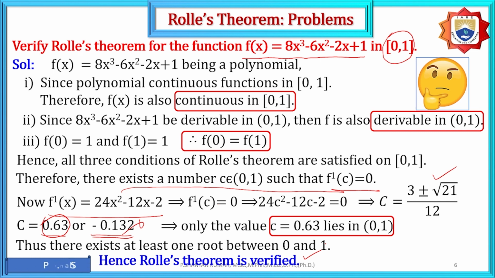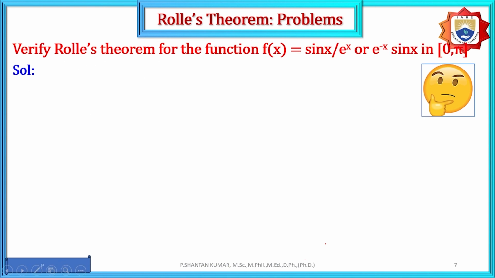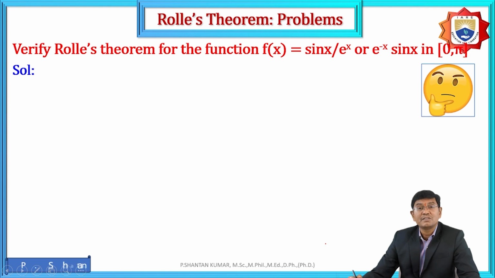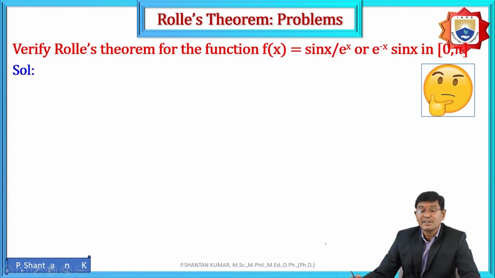Like this, if any problem is given, we need to verify based upon these clarifications. One is continuous in the closed interval, and derivable in the open interval, and f of a is equal to f of b is a condition. And based upon that, f dash of c is equal to 0, then there exists c belongs to (a, b), and the condition is satisfied. And for example, verify Rolle's theorem for the function f of x is equal to sin x by e power x.